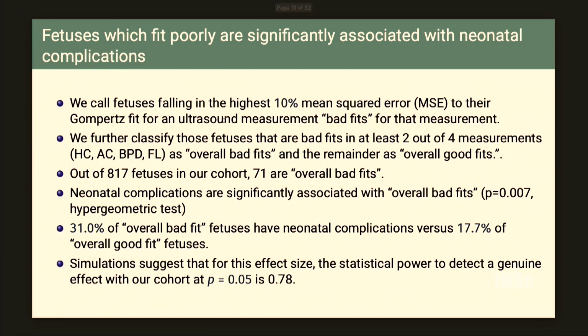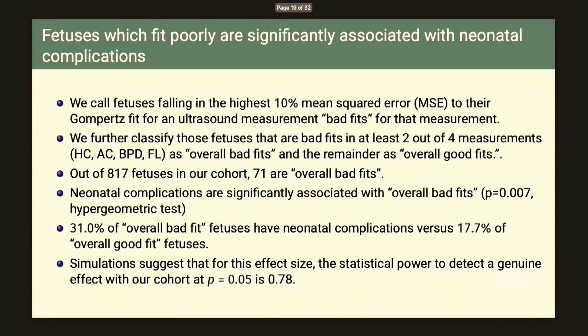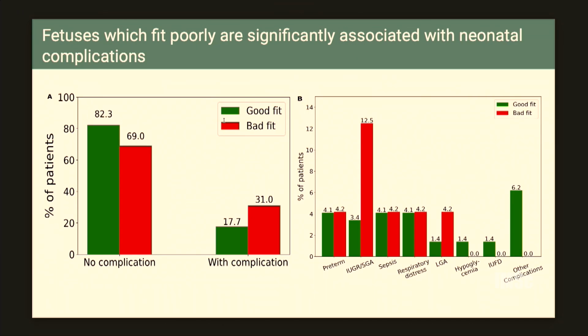So we find that the fetuses that fit poorly, which we measure as the mean squared error to that curve here. Given this curve, you can calculate the mean squared error of the individual dots to the curve. And we look at the worst 10% versus the rest and look at neonatal complications. And we find that there is a significant difference in the well-fitting and the poorly fitting fetuses. The particular complication that comes up notably is IUGR/SGA.